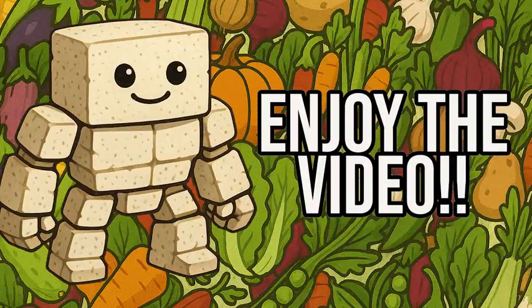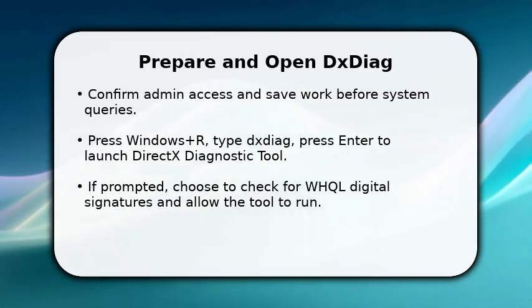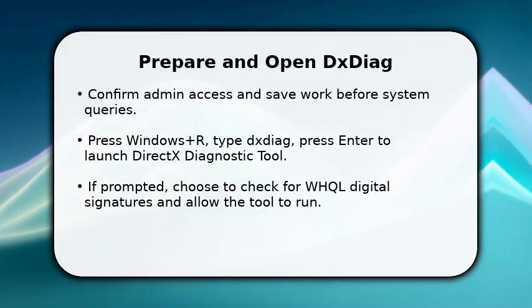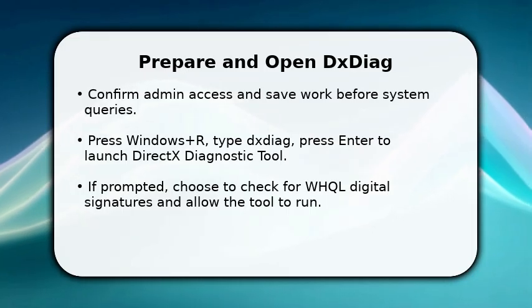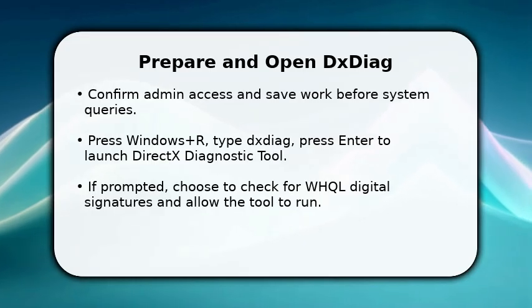You start with just enough prep. Make sure you have admin access and close sensitive apps because system queries can lock files. Next, press Windows plus R, type dxdiag, and hit Enter to open the DirectX Diagnostic Tool. This is the fastest way to see DirectX info.